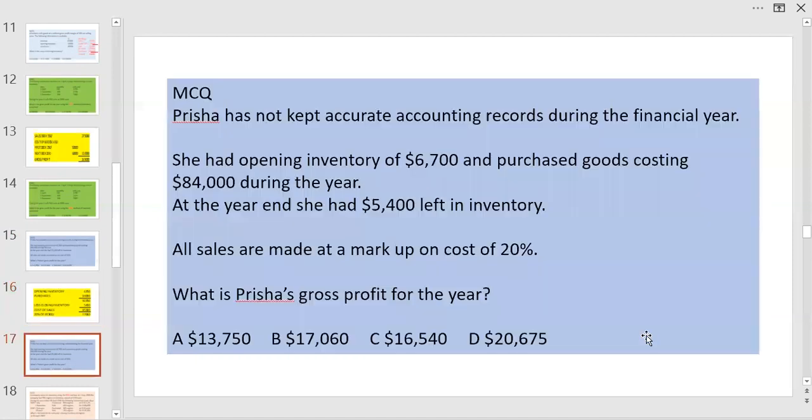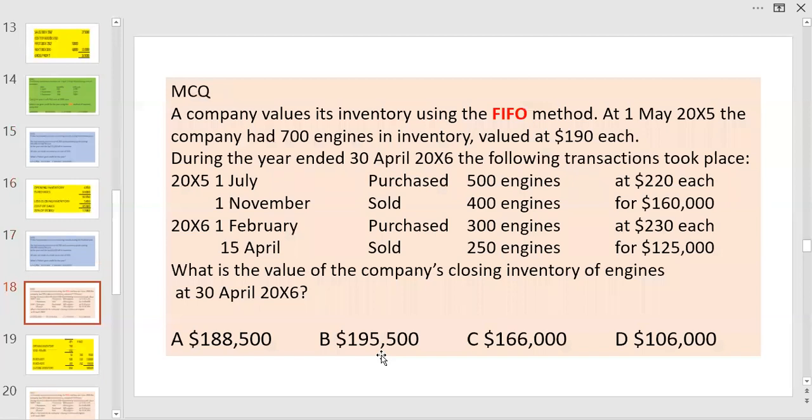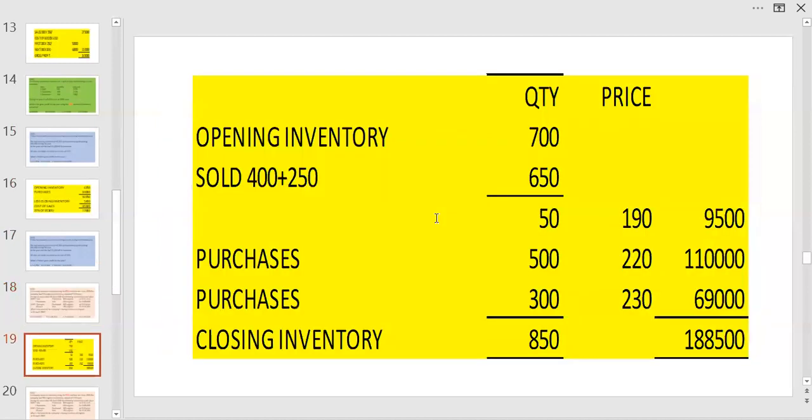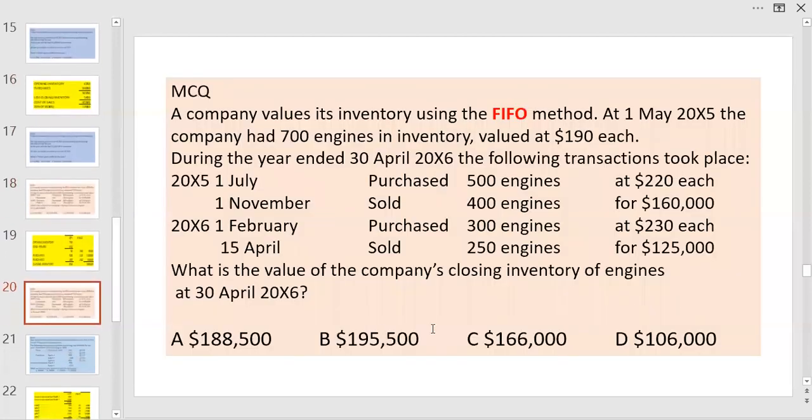In the next MCQ, instead of asking us to calculate gross profit, they want the closing stock. Total quantities sold are 400 plus 250, 650. All came from opening stock, leaving a balance of 50, which was multiplied by 190. Rest as per the purchase prices, giving us a balance of 188,500. The answer is A.